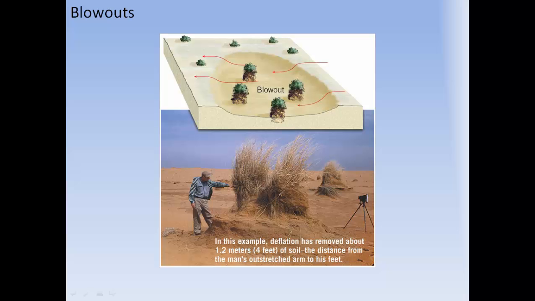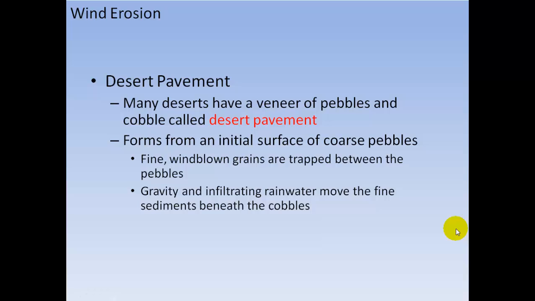So here's a picture of a blowout. The vegetation is holding sand in place, but the sand around it is being blown out, making a depression. Desert pavement. Many deserts have a veneer of pebbles and cobbles called desert pavement. It forms from an initial surface of coarse pebbles. Fine wind-blown grains are trapped between the pebbles. Gravity and infiltrating rainwater move the fine sediments beneath the cobbles.